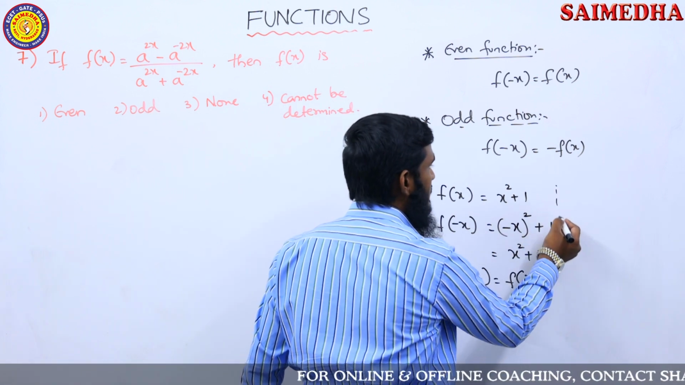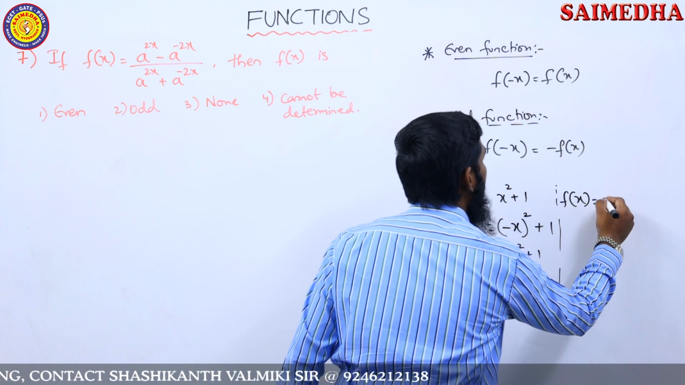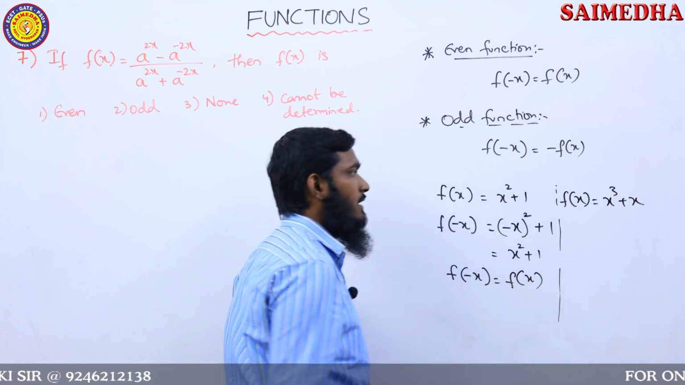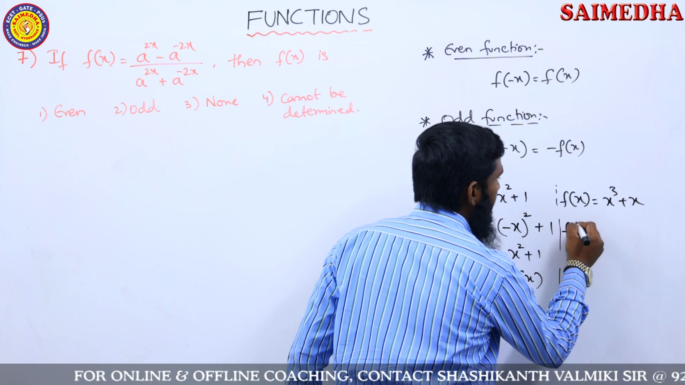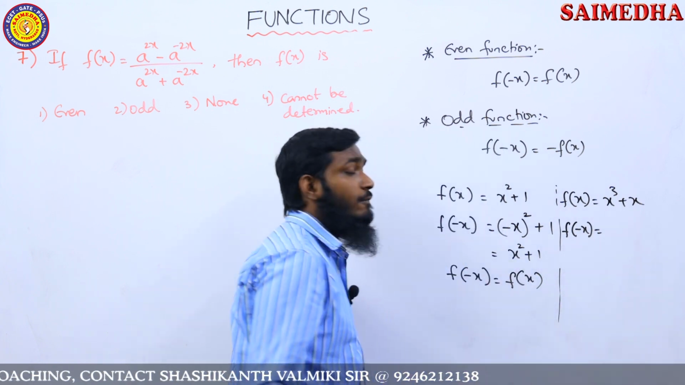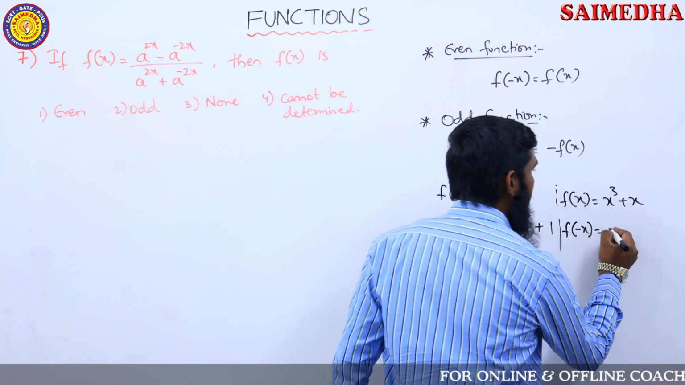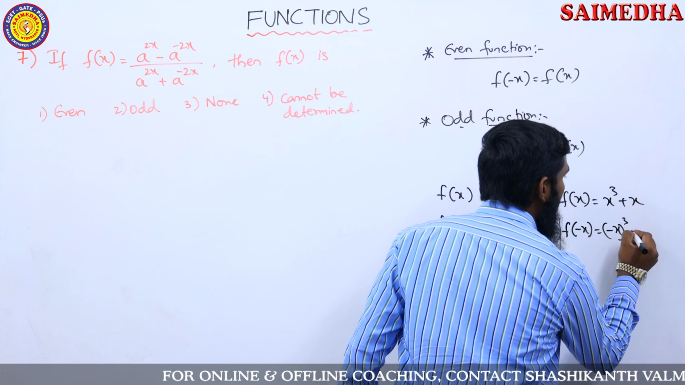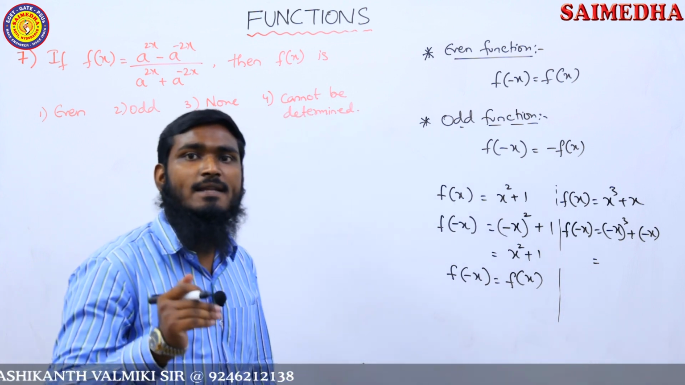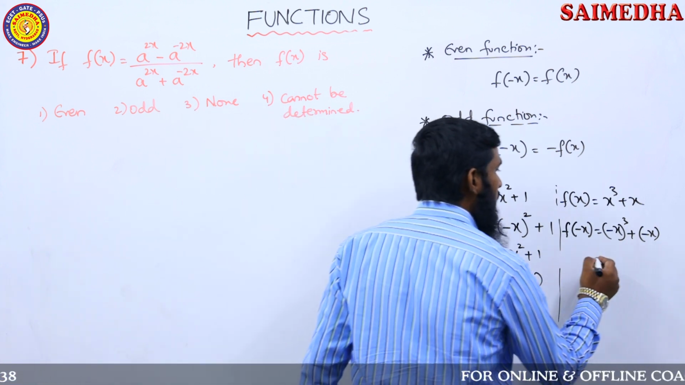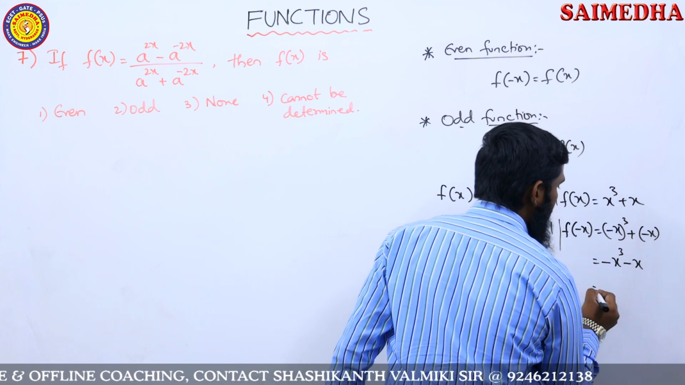Now let us take another example. F of x equals x cube plus x. Again we have to find the value of f of minus x. F of minus x means in the place of x we write minus x. So this can be written as minus x whole cube plus minus x, which equals minus x cube plus into minus x.